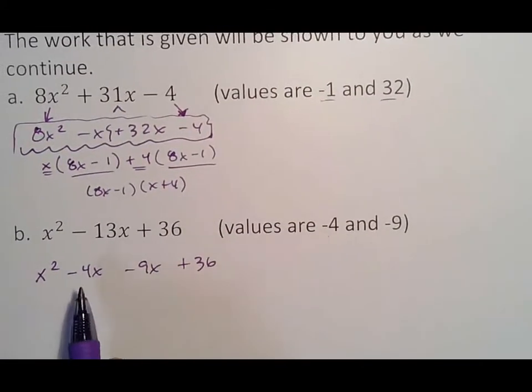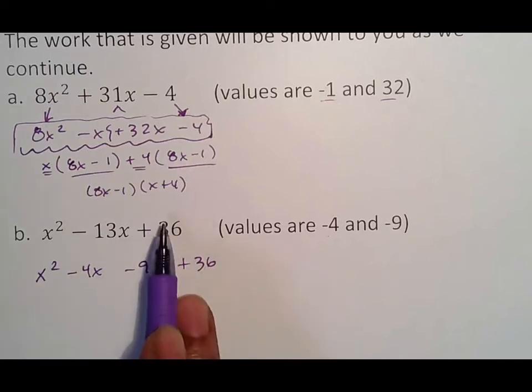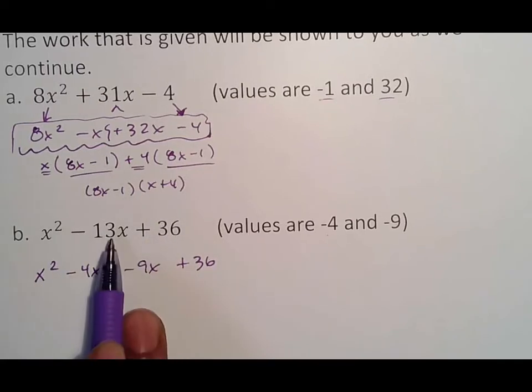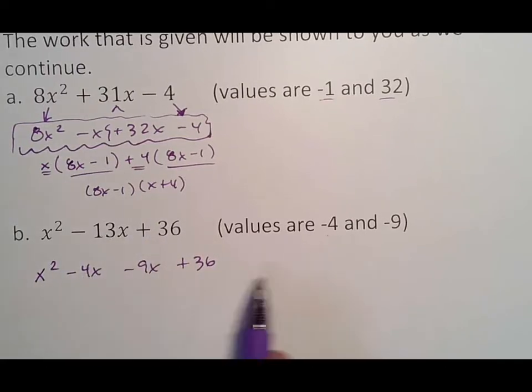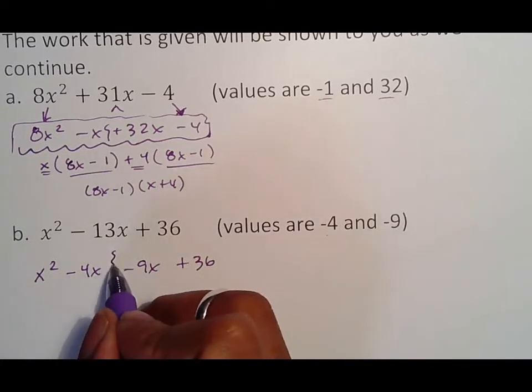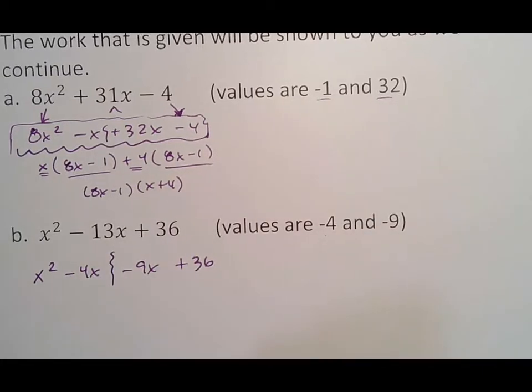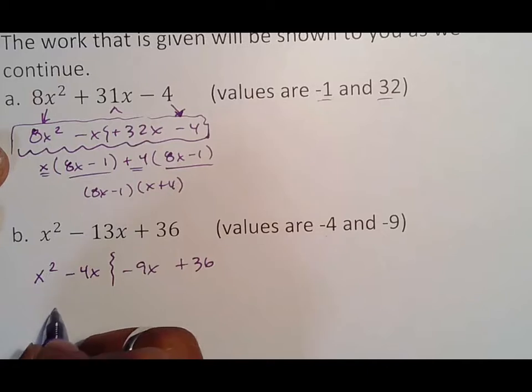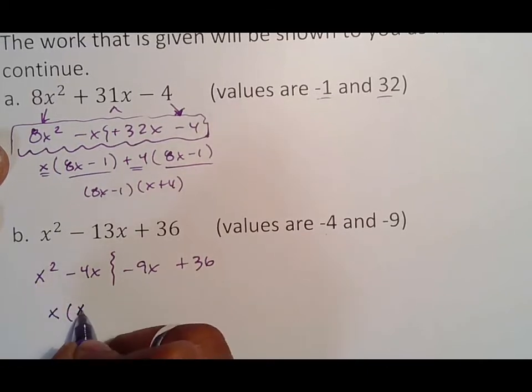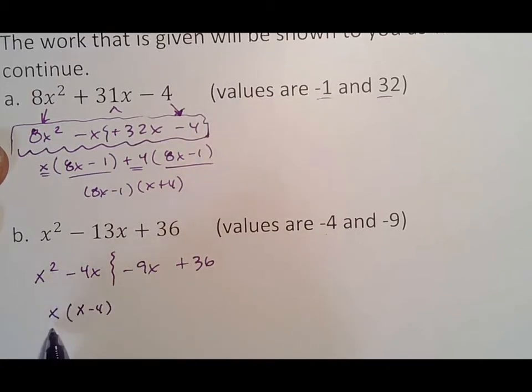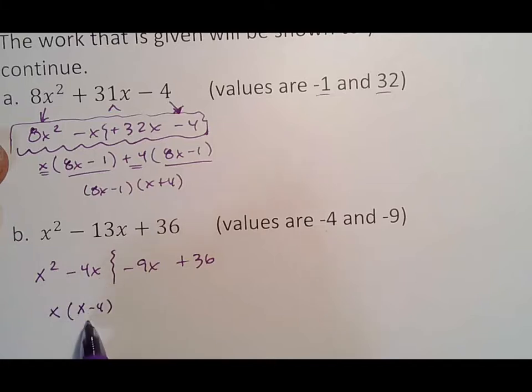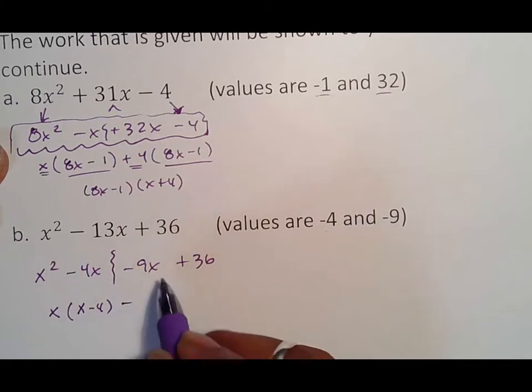Just like here, x squared is still x squared, 36 is still 36. These two still make negative 13x. So this is still equivalent, but it's in the form we like now because I can split it, and I can take off an x and be left with x minus 4. Here again, all I have is x I can take off, 1 left over, 4 left over, copy the symbol.